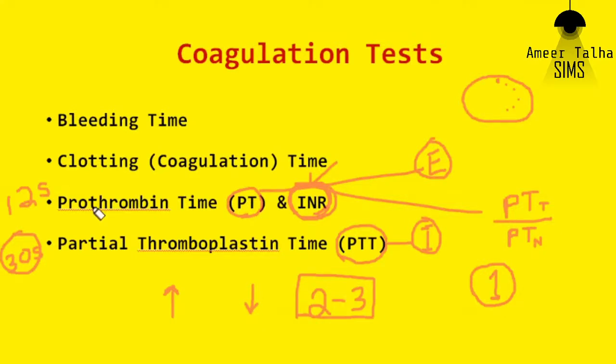You have to remember the normal values of bleeding time, that is 5 minutes, and clotting time is around 6 to 10 minutes. Bleeding time will be determined by the platelets or thrombocytes. Clotting time will be determined by the clotting factors or coagulation factors, all the coagulation factors 1 to 13.